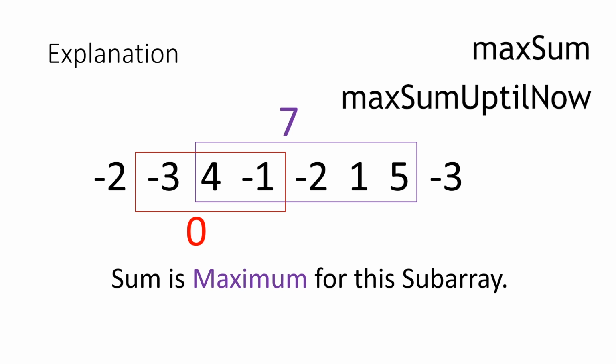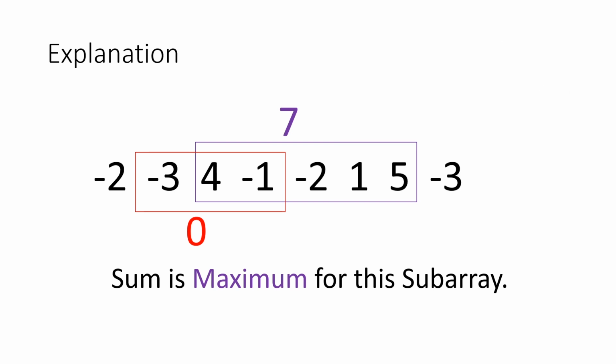After doing this operation, we want to check if the max sum up till now variable is smaller than the max sum variable or not. If that is the case, then we replace the value of max sum up till now with the max sum, and in this manner we traverse the whole array and store the sum and replace the max sum up till now variable with the new sum if it becomes greater than max sum up till now.